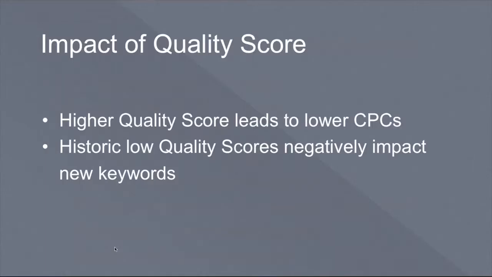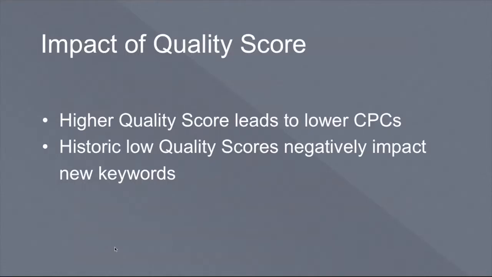Now, why do we even care about quality score? We care about it because a higher quality score leads to lower cost per clicks. And if you have a historically low quality score, when you add a new keyword into your account, that will start from a lower starting point in Google than if you have a higher performing history. So imagine if your average across all your ads, your keywords previously was 7 out of 10. When you add a new keyword in, Google will start you with a 7. If your average was 3 before, you'll start with a 3.